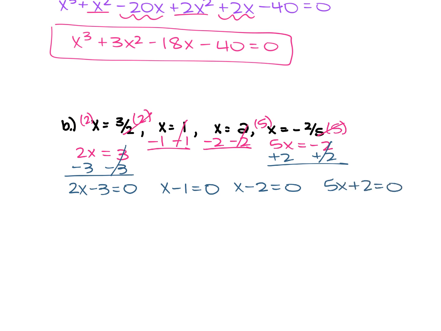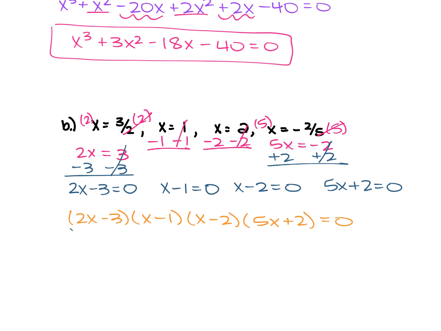So if we write this as a product of factors, we have 2x minus 3 times x minus 1 times x minus 2 times 5x plus 2 is equal to 0. I'm going to FOIL out the first 2 sets of parentheses. I'll FOIL out the last 2 sets of parentheses, and then I'll multiply what I have from both together.